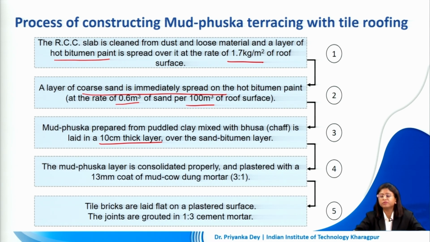Finally, in the fifth step, the bricks are laid flat on the plastered surface, and the joints are grouted in 1:3 cement mortar. So, bitumen, sand, mud fushka, cow dung mud mix, and finally a layer of bricks laid on the plastered surface with the help of 1:3 cement mortar.